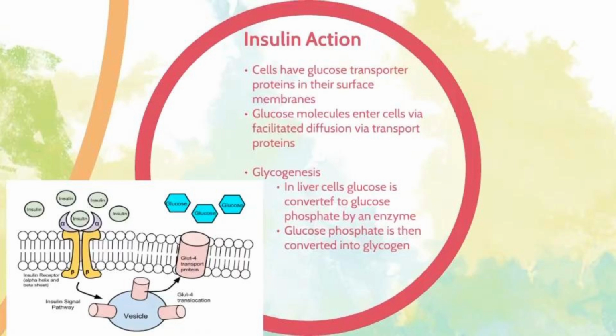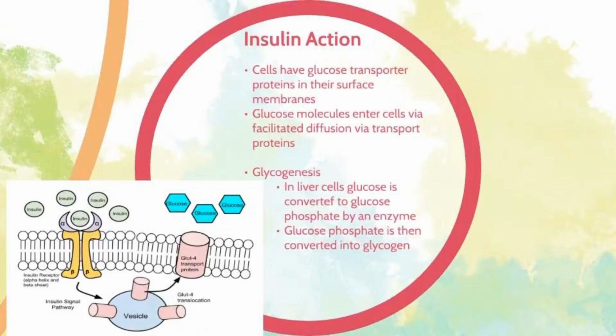So when a glucose molecule has entered into a liver cell, then an enzyme can convert it into glucose phosphate, and then this can be converted into glycogen by another enzyme. And this can then help to keep the glucose concentration within the liver cell lower to facilitate a steep diffusion gradient between the blood and the liver cells.